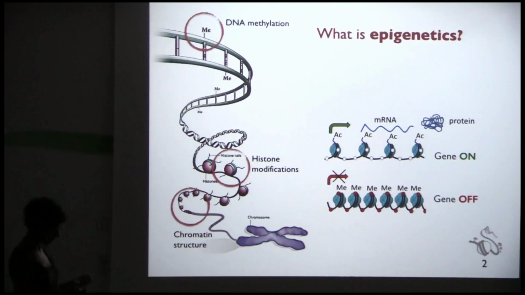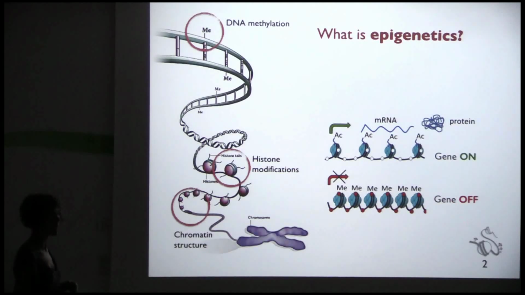For example, in the case of histones, typically the acetylation, the addition of an acetyl group to the tail of histones, will cause the chromatin to open, and this will favor gene expression, whereas the addition of a methyl group will promote packaging. And then we have the chromatin closed, and this is typically associated with gene silencing.